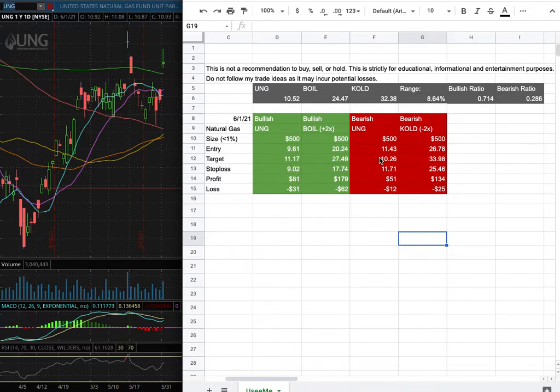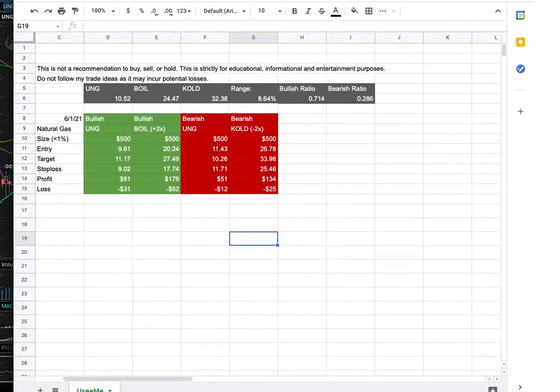However, if I were to open a short position, my entry is at $11.43. My sell target is at $10.26, and my stop loss is at $11.71. So whichever entry price were to hit first, that'll be my position of the week.